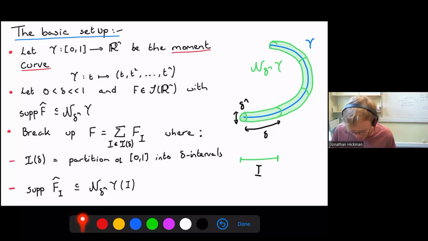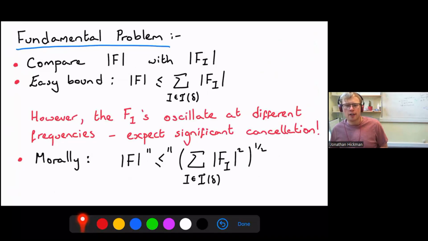Okay, so that's our basic setup. So the fundamental problem we're interested in is to compare our original function f in size, magnitude, with these localized pieces f_I. And well, there's an easy bound for doing this, and that's just to apply the triangle inequality, which gives us a pointwise comparison. However, this is somewhat naive, and the reason for that is, by definition, each of these f_I have disjoint frequency supports, so they're all going to oscillate with different frequencies. So we're going to expect cancellation between the terms in the sum.